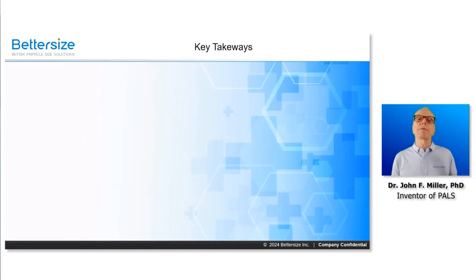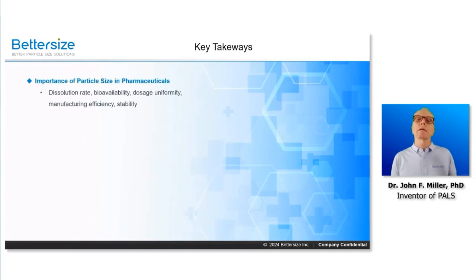Let me wrap up with the key takeaways. Particle size is crucial in pharmaceuticals. Smaller particles improve dissolution rates and bioavailability, ensuring that more of the drug reaches the bloodstream effectively. Consistent particle size also guarantees dosage uniformity, which is vital for patient safety and efficacy. Additionally, optimizing particle size enhances manufacturing efficiency and stability, leading to higher quality products.